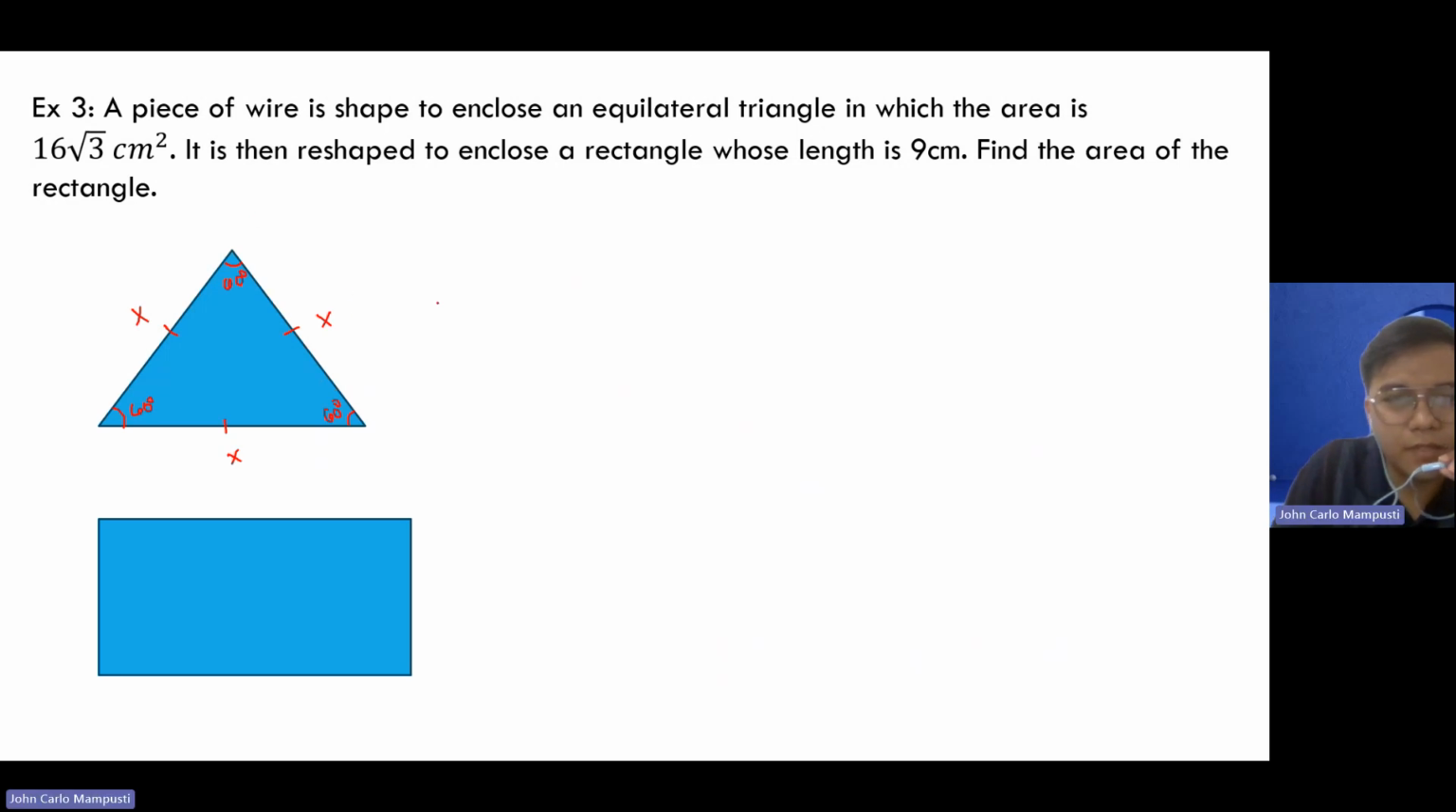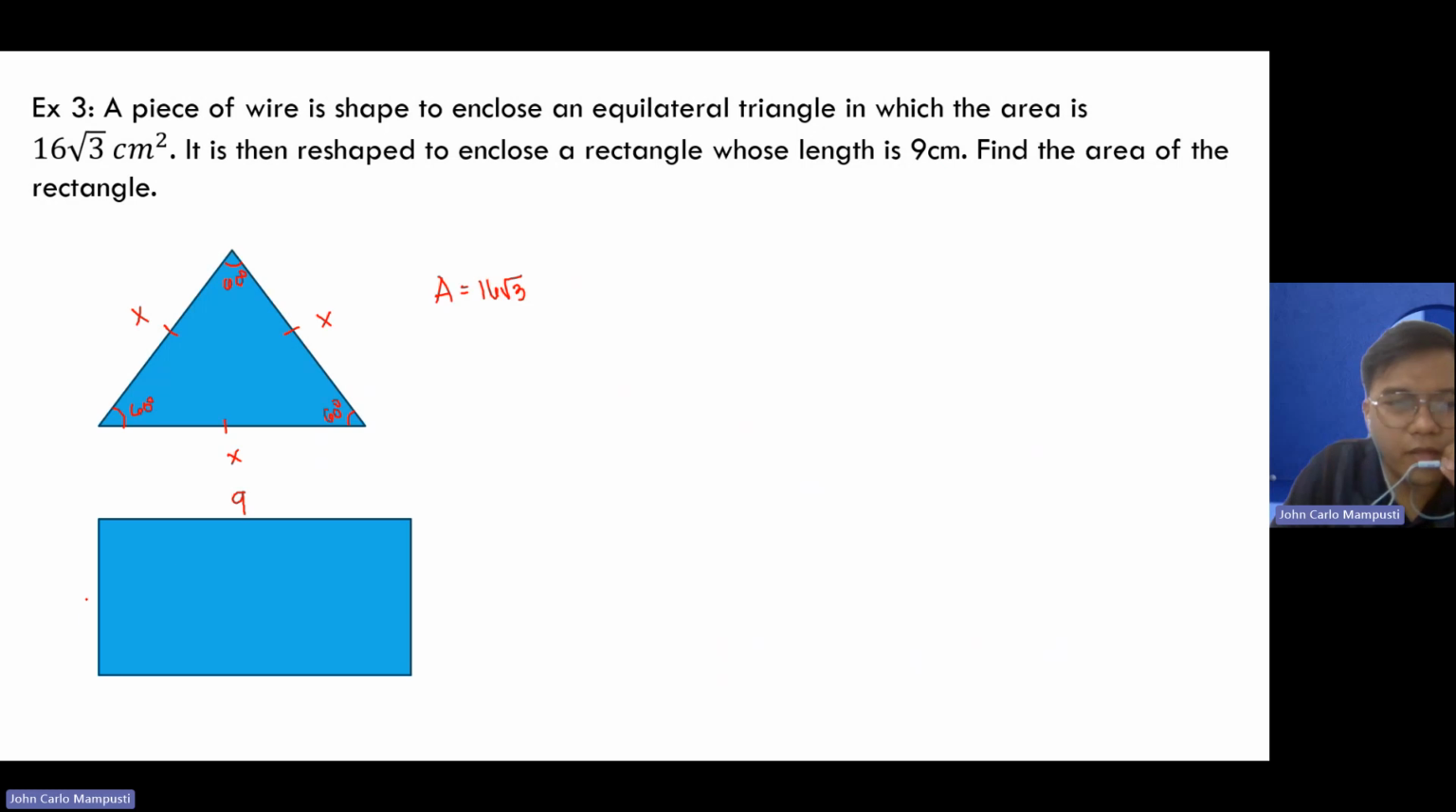Sabi dito, yung area niya is equal to 16 square root of 3. So it is then reshaped to enclose a rectangle whose length is 9 centimeters. So binigay niyo na dito, no? Ano dapat yun? Length nito. Sabi niya dito, 9 centimeters. So find the area of the rectangle.